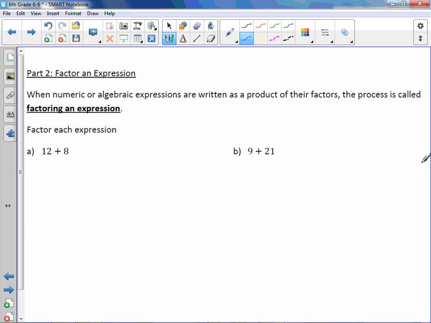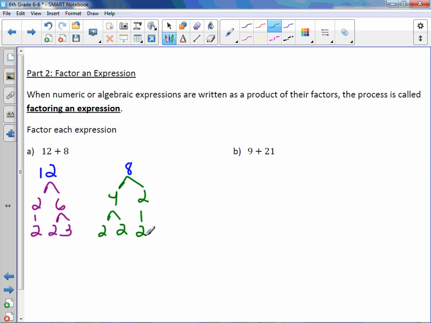The best way that I like to do it is to do some factor trees and keep your 12 on the left and your 8 on the right. So let's do some factor trees. 12 is 2 times 6, and 6 is 2 times 3. Bring down that 2 so it lines up. 8 is 4 times 2, and 4 is 2 times 2. Bring down the 2 so it lines up.